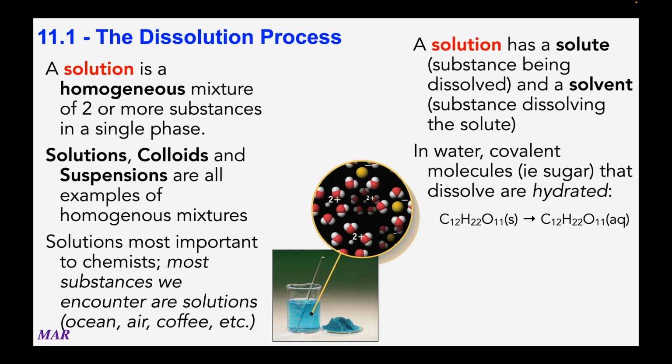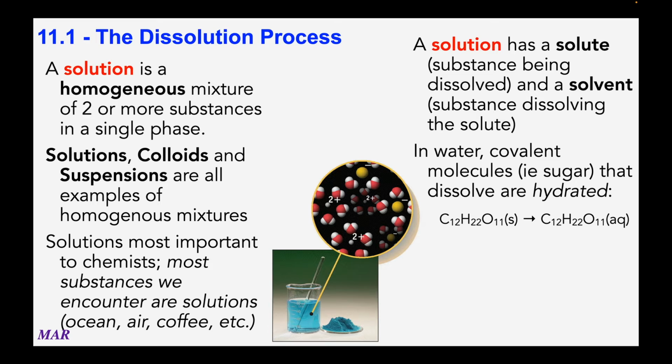A solution has a solute and a solvent. And the solute is the substance that's being dissolved, quote unquote, and the solvent is the substance that's dissolving the solute. I don't really like either one of those definitions. It's hard to define solute and solvent. But here's the thing, all right?